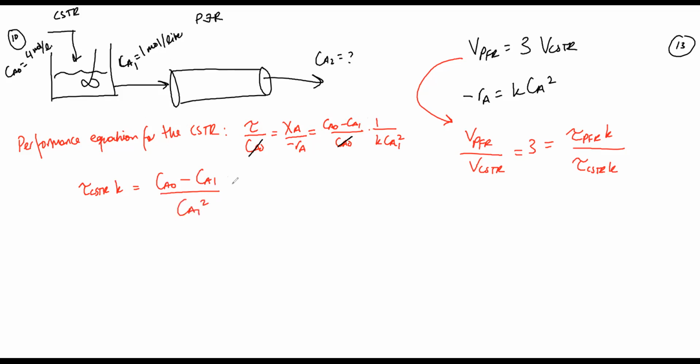Now let's plug in the numbers since we have them. CA naught is 4, CA1 is 1, CA1 squared is 1 squared, so this is equal to 3. This is the performance equation for the CSTR.